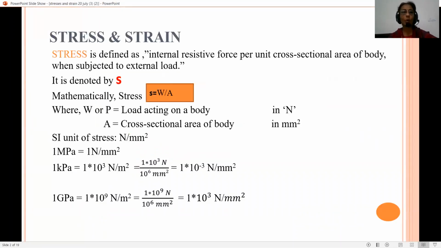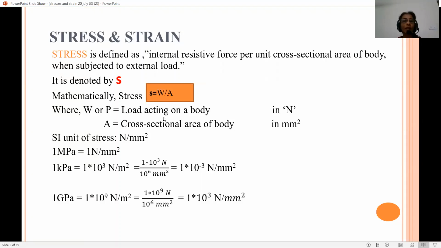So students, what is stress? When any material or a component is subjected to an external force, that component will develop some internal resistive force, and that internal resistive force per unit cross-sectional area is known as stress. Stress is denoted by sigma. Mathematically, stress is equal to load upon area.